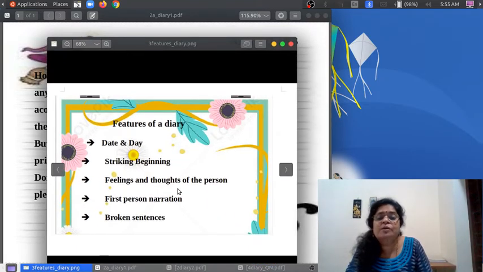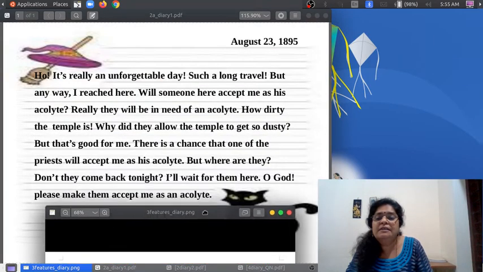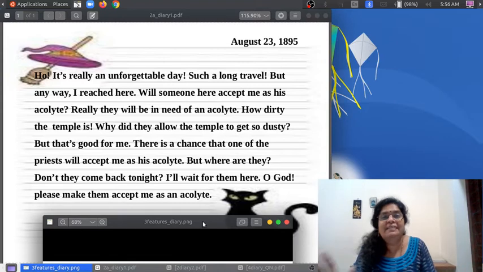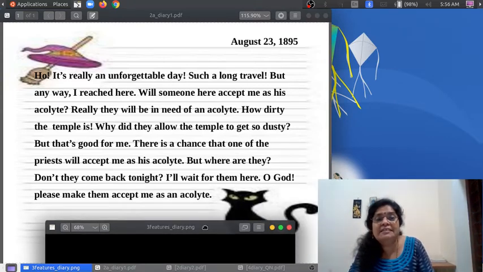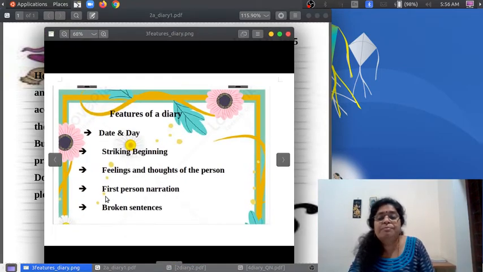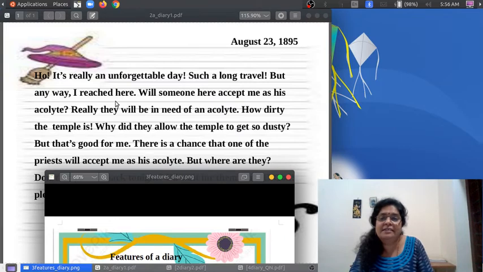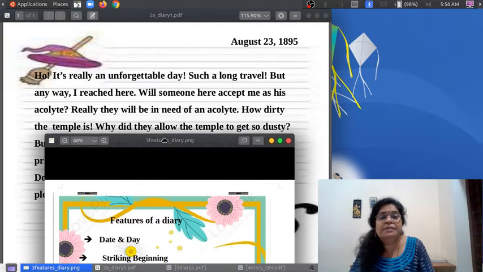And there should be the feelings and thoughts of the person. Are there feelings and thoughts of the person in our diary? Please read it once more and find out. Is there any thoughts and feelings? Yes, the whole diary is full of his feelings and thoughts. Nothing more. Okay. So there should be the feelings and thoughts of the person. Then what is the next thing? First person narration. What do you mean by first person narration? You shouldn't write they or he like that. You should use I. Writing using I is known as first person narrative. Here, listen, I reached here. That is the first person narrative.